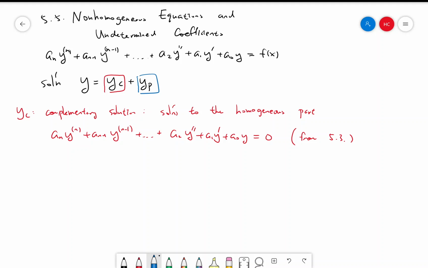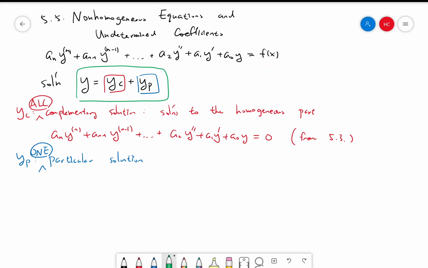And yp is the particular solution. So here's something you notice. All we need is all complementary solutions and one particular solution. Then we can find the solution for the differential equation.